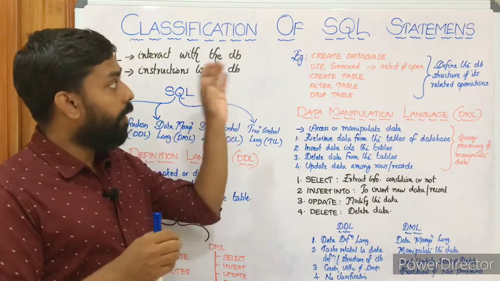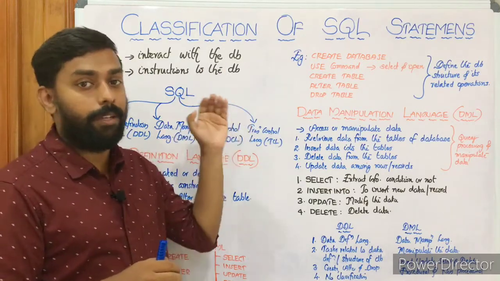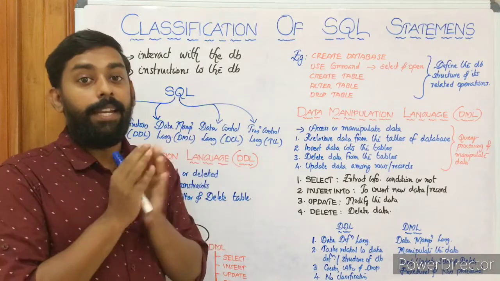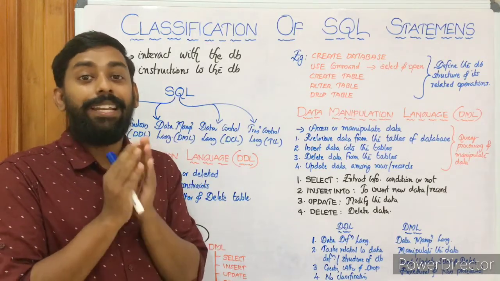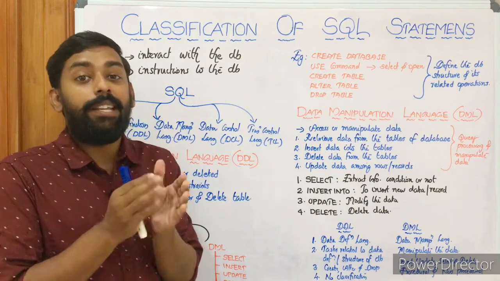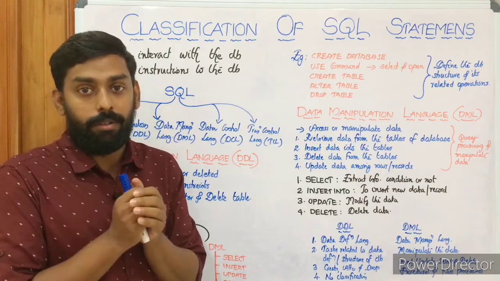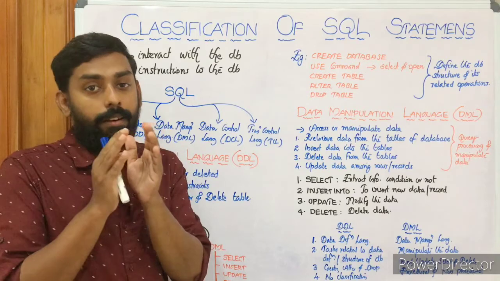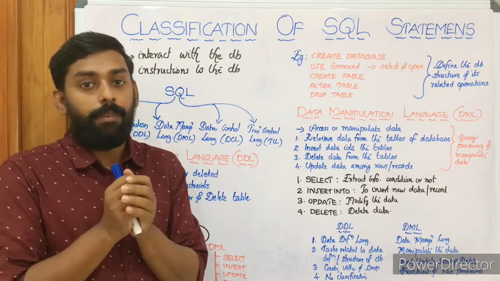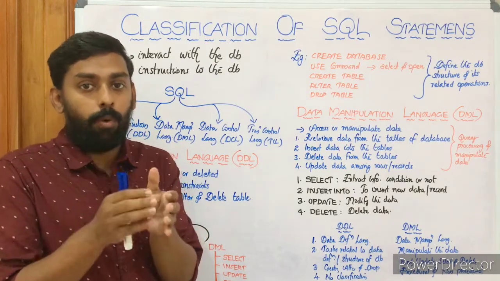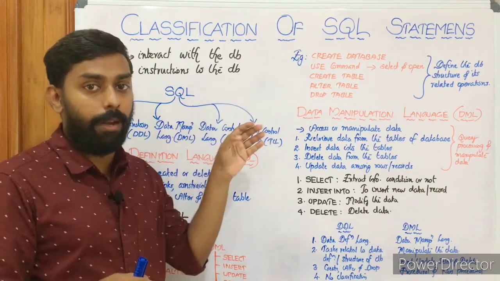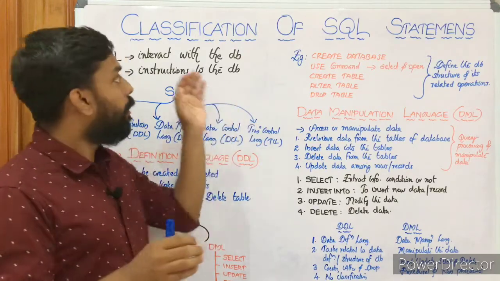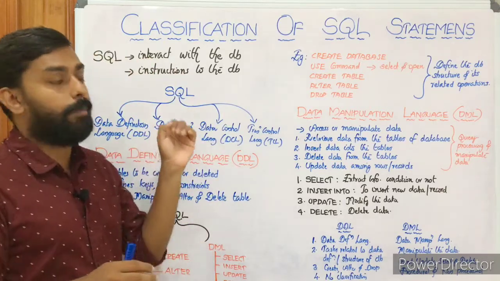Right? Yes. And we can classify SQL statements mainly into four: DDL, data definition language; DML, data manipulation language; DCL, data control language; TCL, transaction control language. DCL and TCL are not in our syllabus, so we don't have to look at them. We mainly focus on DDL and DML. Okay, so let's start with classification of SQL statements.